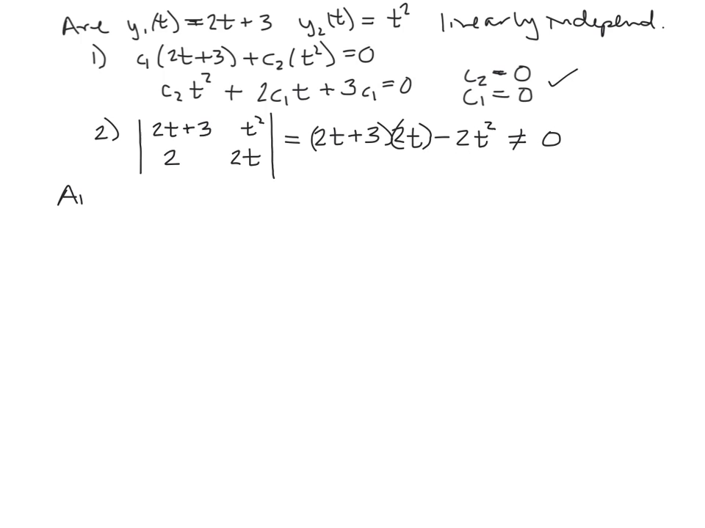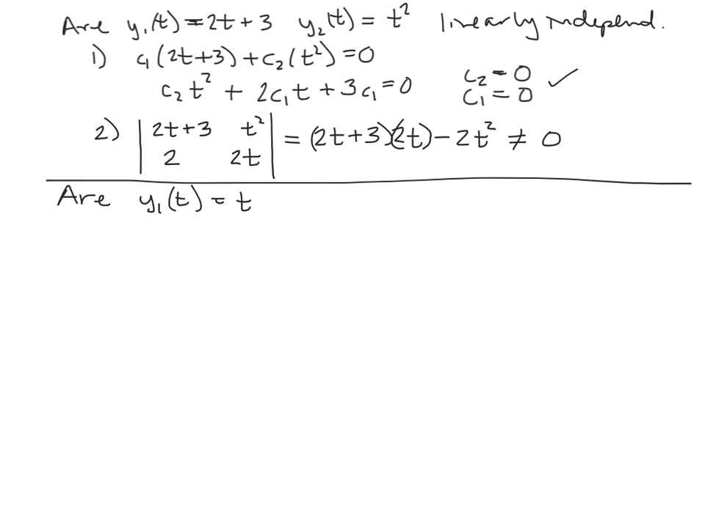So let's do one more of these. I don't want to do anything too complicated here. I'm going to show you how this works out, and I'm going to do ones that are really obvious. t squared. And how about 4t squared? Let's see if these are linearly independent.